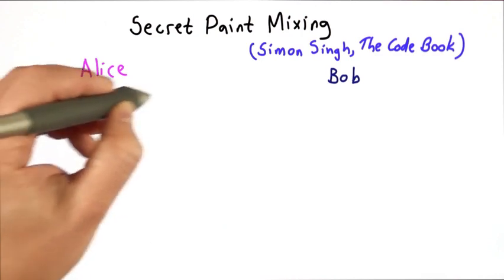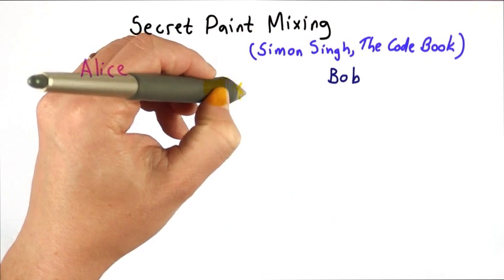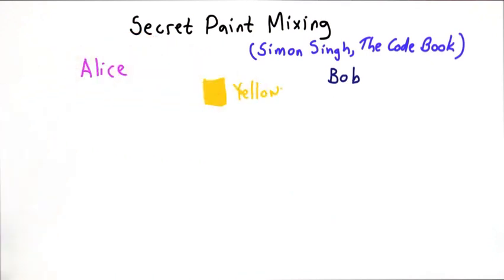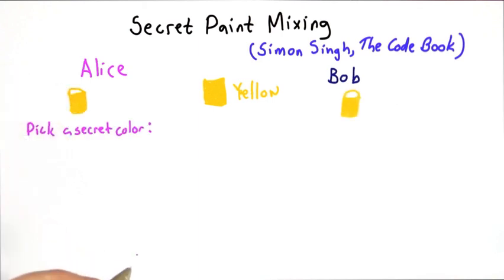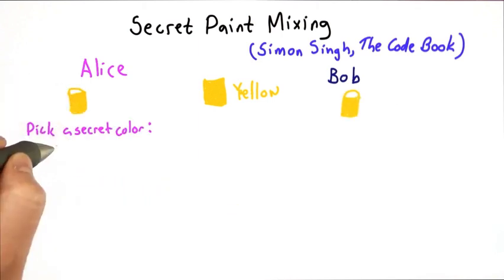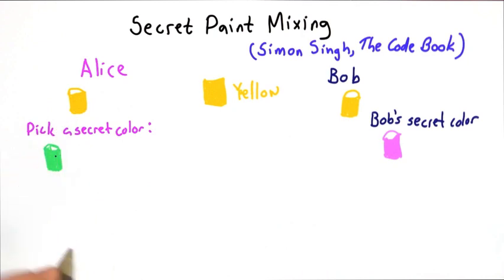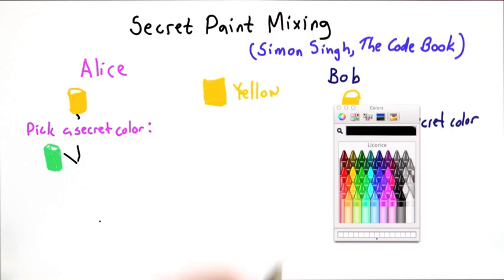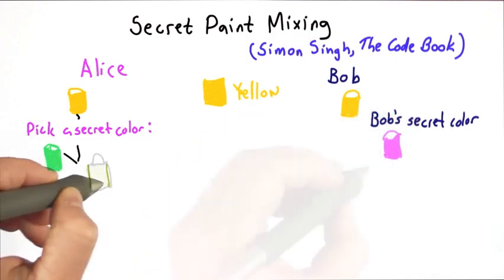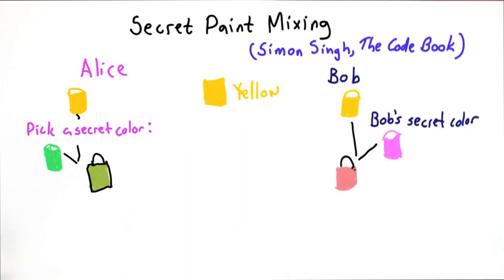And they're going to do this by first picking a public color. Let's say they both like yellow, and they'll start with cans of identical yellow paint. So both Alice and Bob start with a can of yellow paint. Then each party will pick their own secret color. So let's say Alice picks a greenish color, and Bob picks a purplish color. Then what they do is mix their secret colors with the public color. So they're going to mix those 2, and the green and yellow will make some ugly green color. And Bob will do the same thing, mixing the yellow and purple to get some new ugly color.